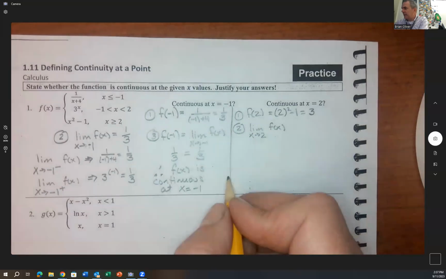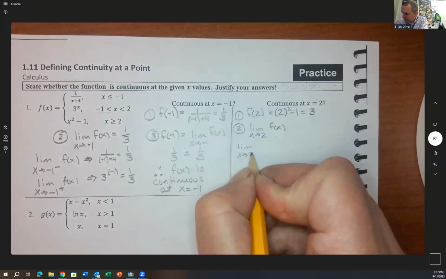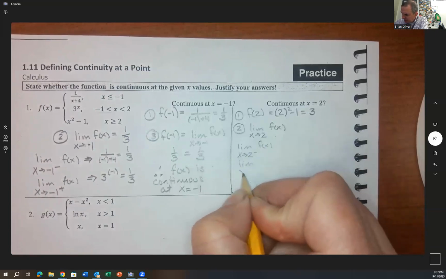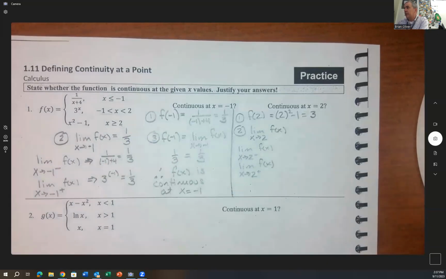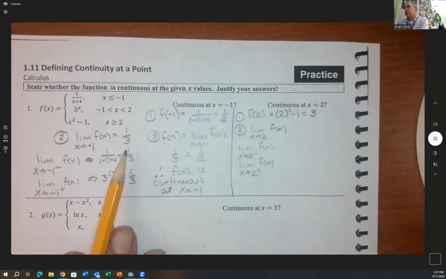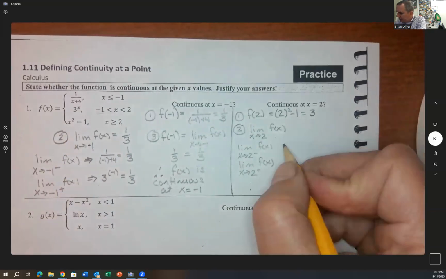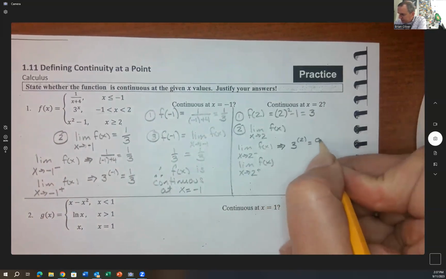But again, the way that is going to be is we need to look at it from the left and the right. So we're going to look at as it approaches 2 from the left and as it approaches 2 from the right of f of x. So in the first case, as it approaches 2 from the left, it's going to be this top function, 3 to the x. So this guy is going to be 3 to the 2. 3 to the 2 is 9.